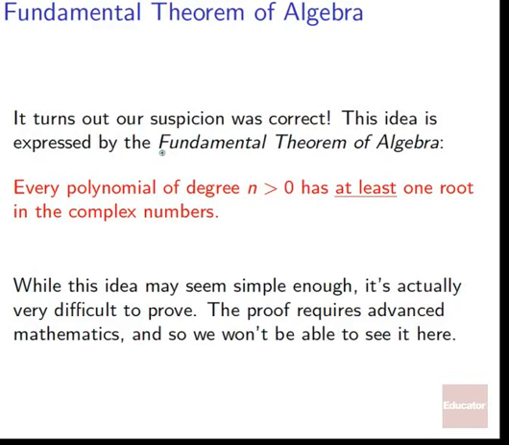This idea is expressed by the fundamental theorem of algebra. It's such an important fundamental idea about how polynomials work that it gets this name, fundamental theorem of algebra. And it says that every polynomial of degree n greater than 0 has at least one root in the complex numbers. Notice that it's at least, so it could have more, and it also says complex numbers. So every polynomial that isn't just a constant, that has a degree of 1 or greater, has at least one root. So we're guaranteed a root in the complex numbers if we expand our search to the complex numbers.